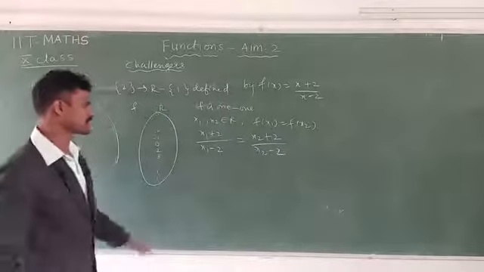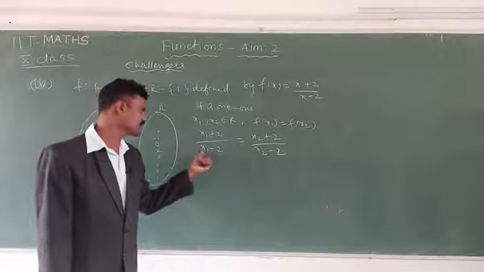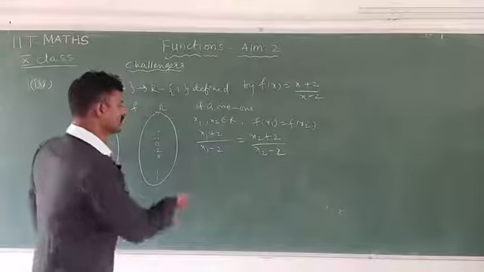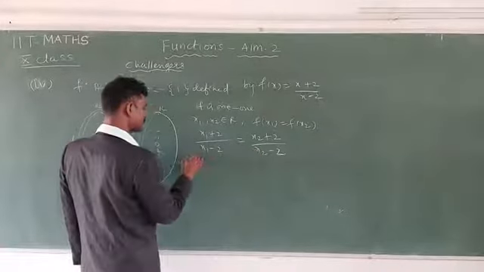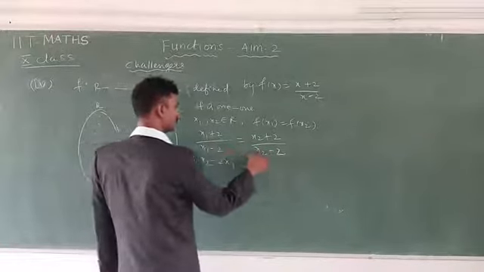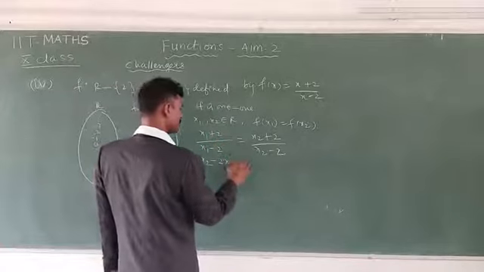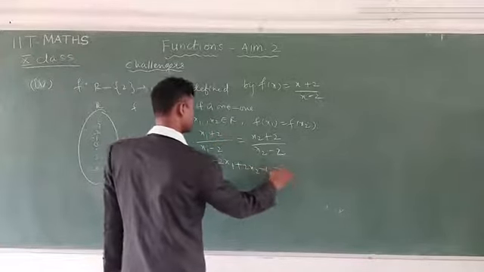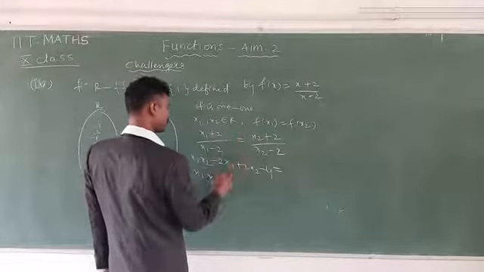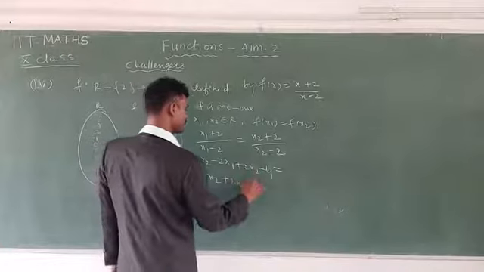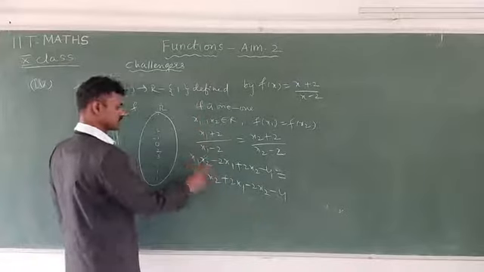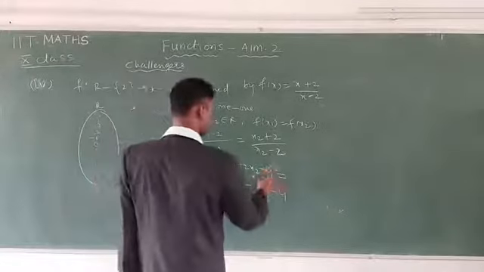Now cross multiply. Except 2, here 2 means it is not defined. Why? Because here denominator is equal to 0. Denominator equal to 0 means it is not defined. That's why. Okay, now cross multiply: x1 into x2 minus 2 x1 plus 2 x2 minus 4 is equal to x1 into x2 plus 2 x1 minus 2 x2 minus 4. Now this is equal either side. x1 x2 cancel and minus 4 cancel.